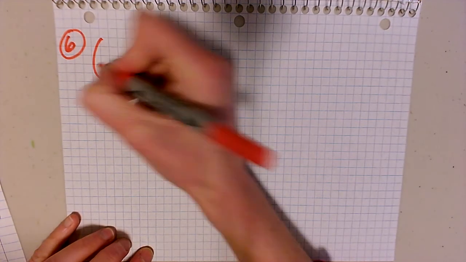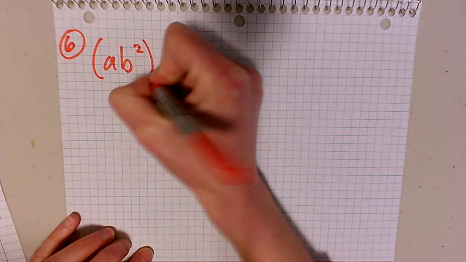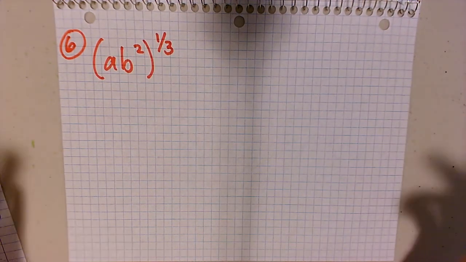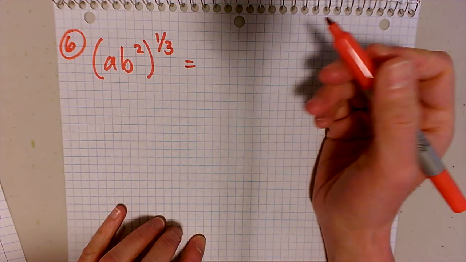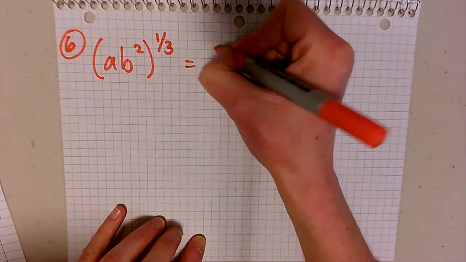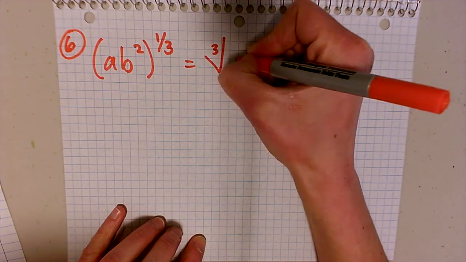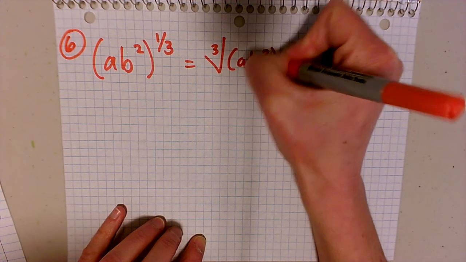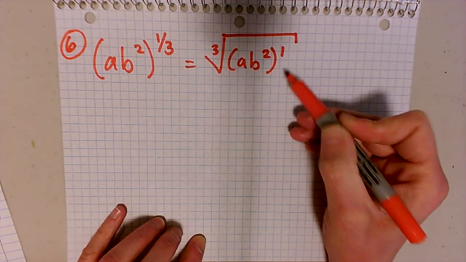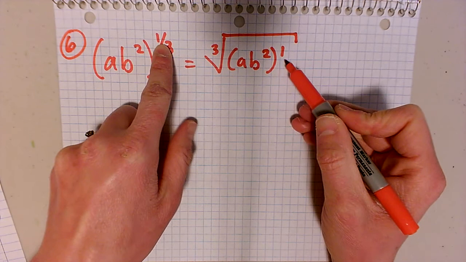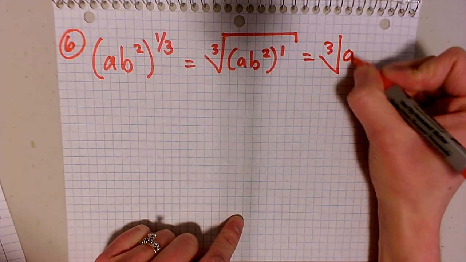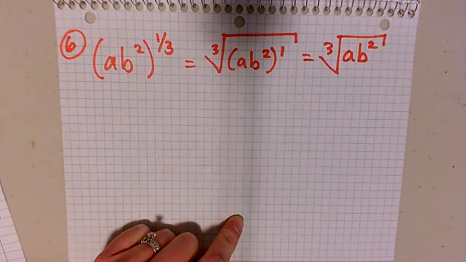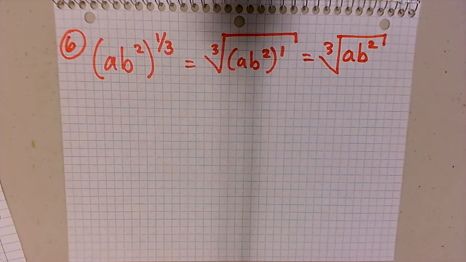So for number 6, we have ab squared raised to the 1/3. Alright, so the ab squared are in parentheses, so then they're both going to be inside the radical. So we'll have the 3rd root of ab squared in parentheses, and the power on that is 1, because that's what we have right here. But if you have an exponent of 1, you don't have to write it, and we could say that this is the cube root of ab squared. So that's number 6. Now, numbers 13 through 18, we're going to do the reverse.